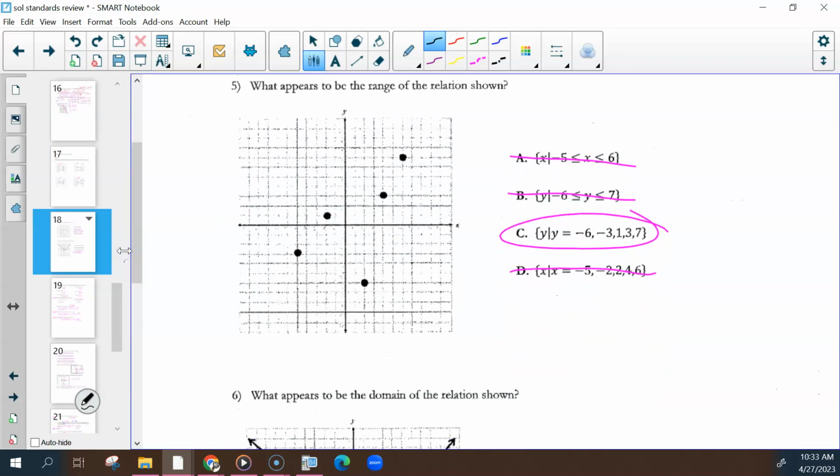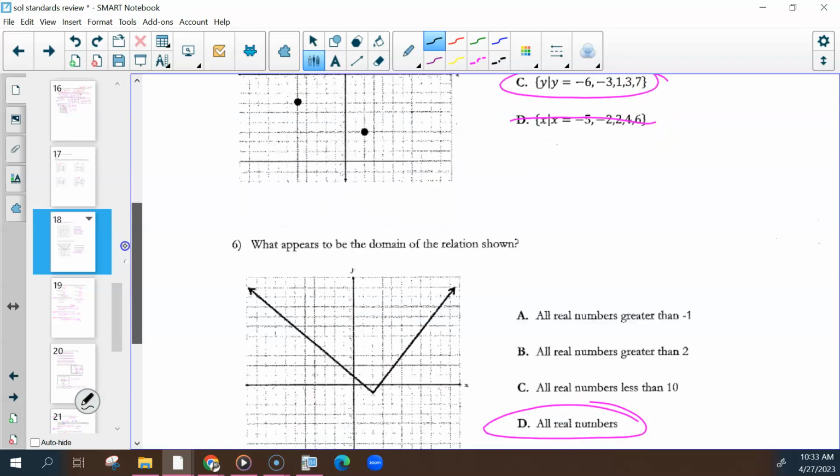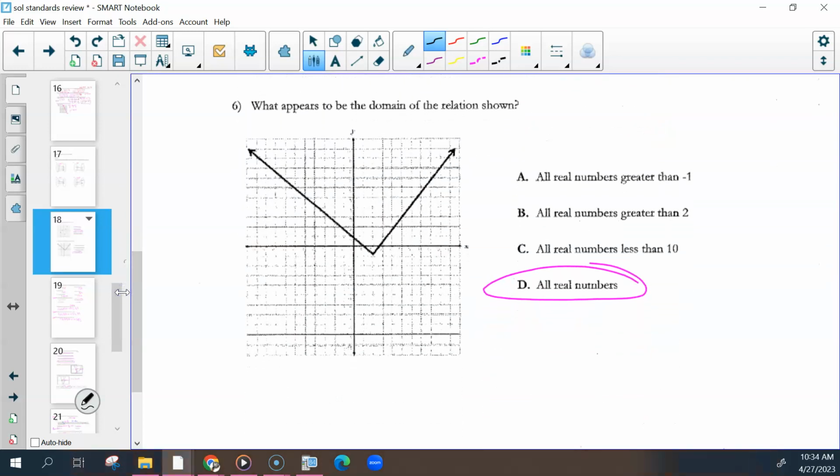B also really can't be done in Desmos. Like, you can use the graphs to help you count the domain and range, but you have to know what you're doing. So for 5, the range has to be a list of ordered numbers. C was the only one with a list of ordered numbers that were y values. And 6, the domain was all real numbers.